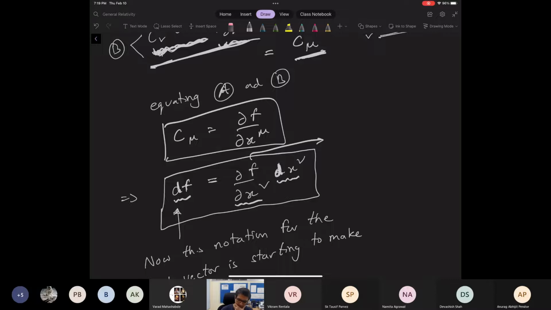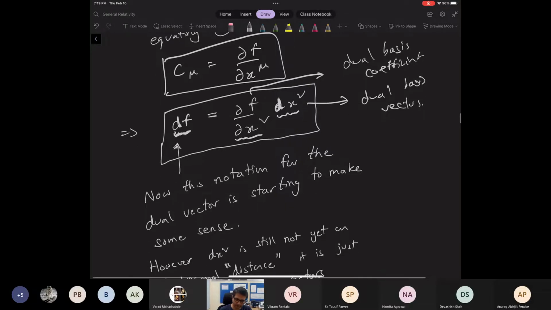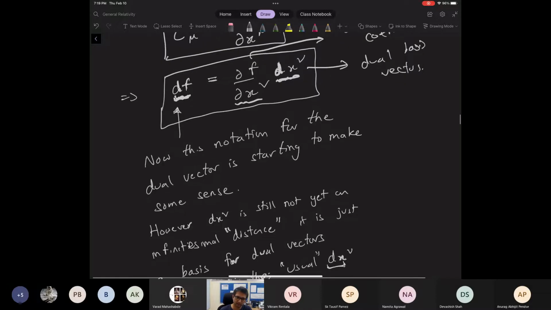So these are dual basis coefficients, and these are dual basis vectors. So we're not completely there yet, but you can start to see why we're using the notation df to describe dual vectors which are related to some function f, because this is starting to look like the expansion for a differential. Except you have to keep in mind that the symbol dx nu means something completely different from a differential. It's just denoting a dual vector. But at least you're starting to see why this notation makes sense.